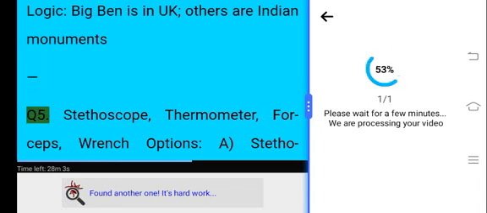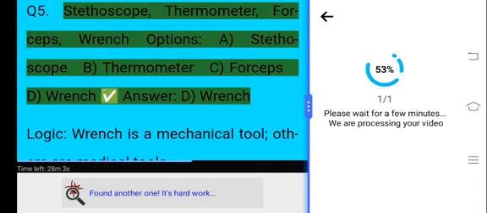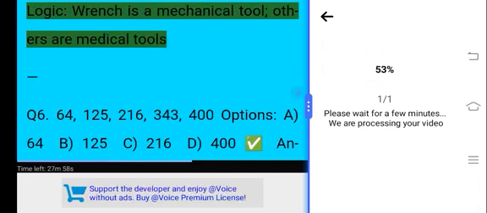Q5. Stethoscope, thermometer, forceps, wrench. Options: A, stethoscope; B, thermometer; C, forceps; D, wrench. Answer: D, wrench. Logic: wrench is a mechanical tool. Others are medical tools.